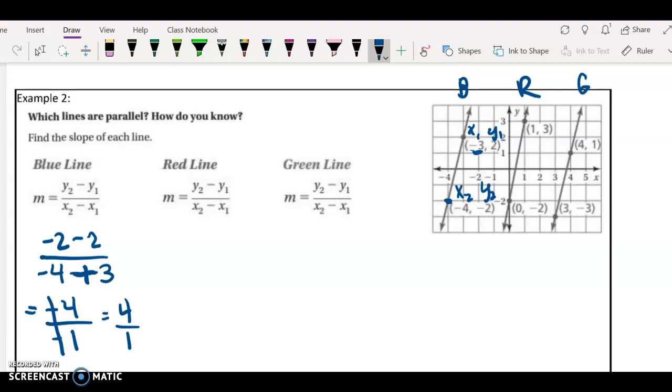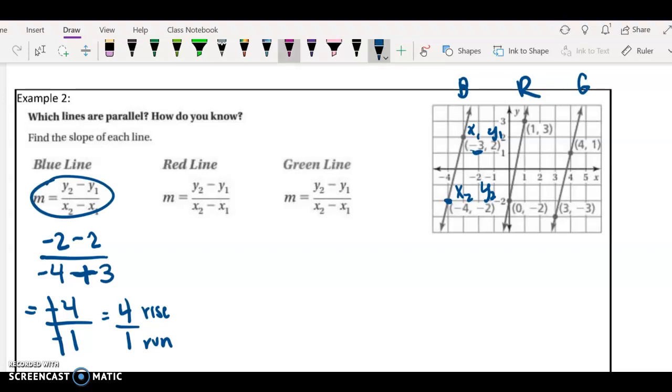You're going to want to keep it as that fraction because remember it's our rise over our run. So this is telling me I'm going to rise 4: 1, 2, 3, 4. And I ran 1. So up 4 over 1. Sometimes they don't give you the graph, so it's important that you do know this equation.